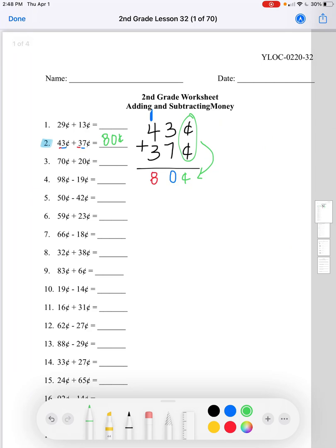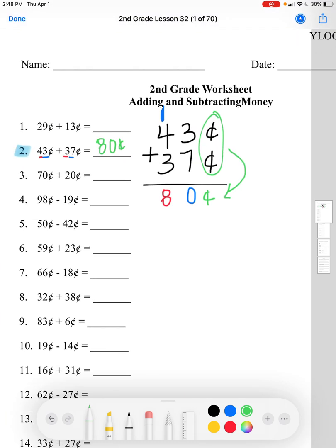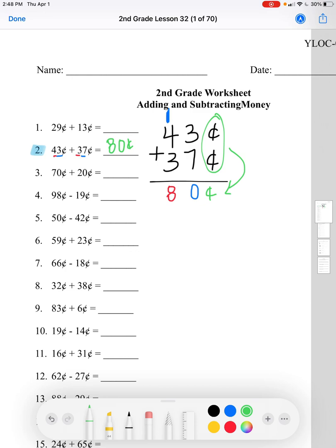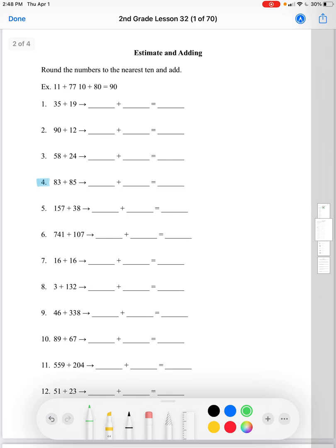So yeah, it's the exact same thing as adding or subtracting normal numbers. And we're just going to keep the symbol or the sign or the label. And here it's the cent symbol. So 43 cents plus 37 cents equals 80 cents.